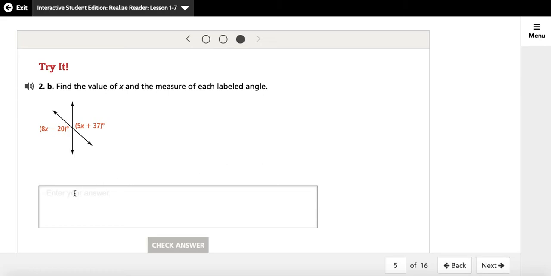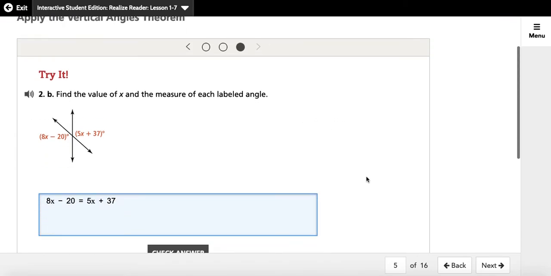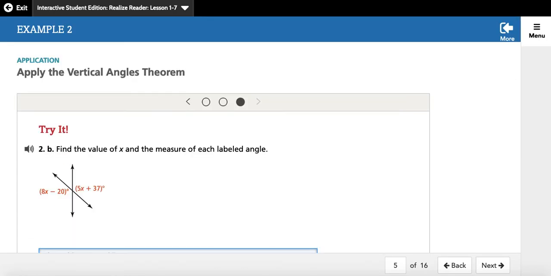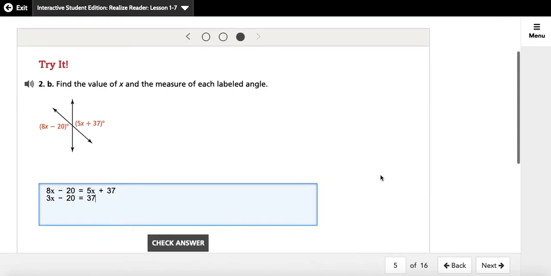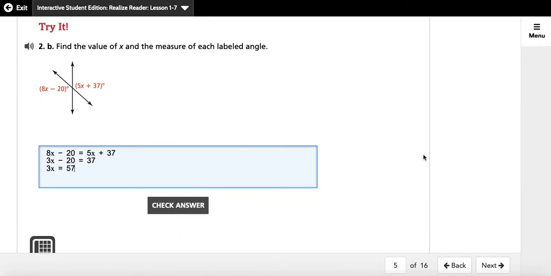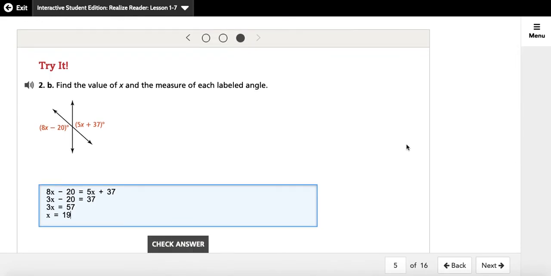We have a similar thing, so I guess I'm going to solve it a similar way. 8x minus 20 equals 5x plus 37. I can use my algebra skills. I'm going to subtract 5x from both sides and get 3x minus 20 equals 37. And then I can add 20 to both sides to get 3x equals 57. Divide both sides by 3 to get x equals 19, I think. 19, 38, yep, 19.